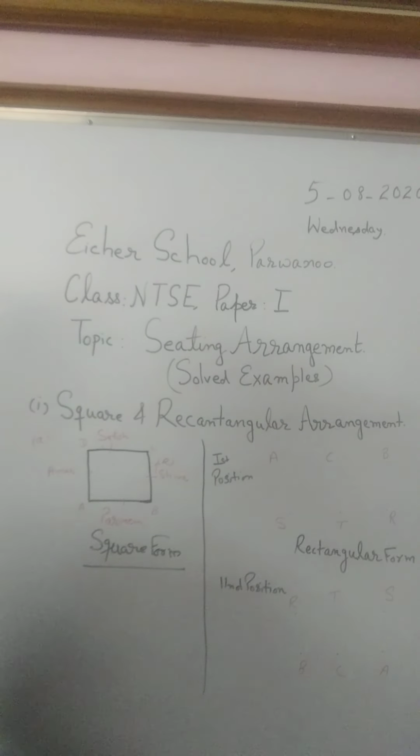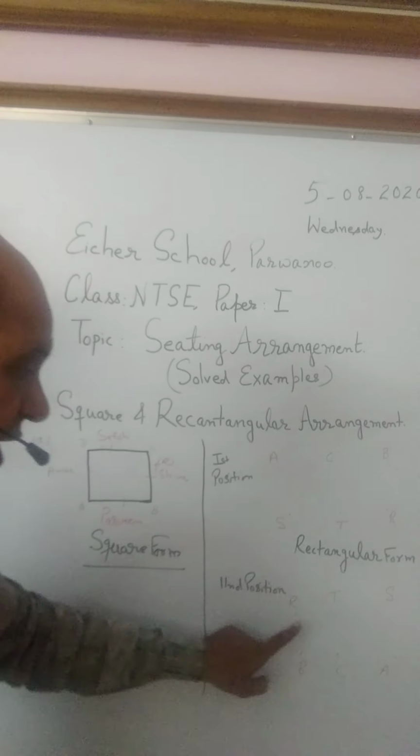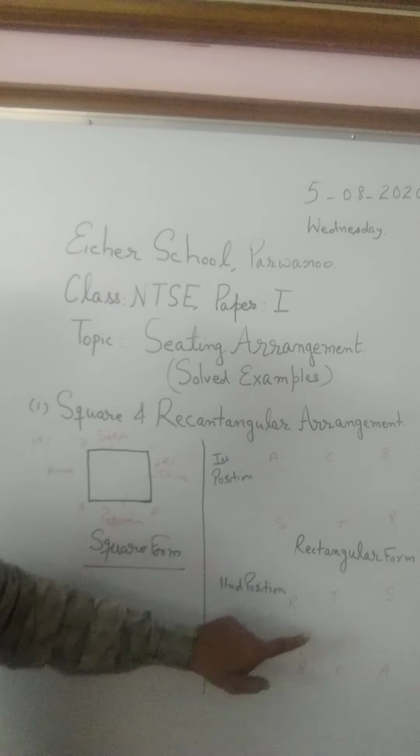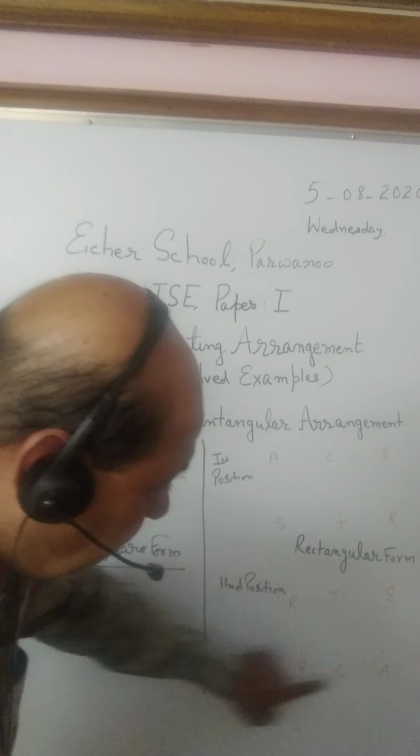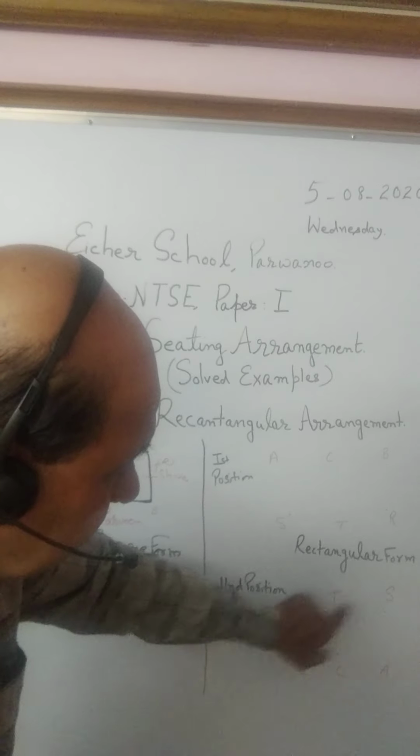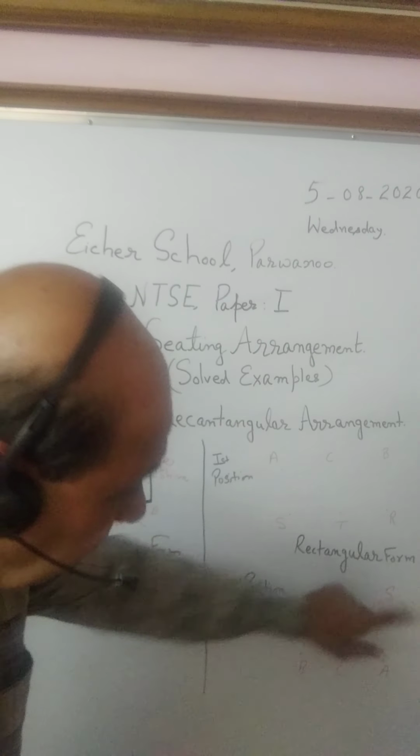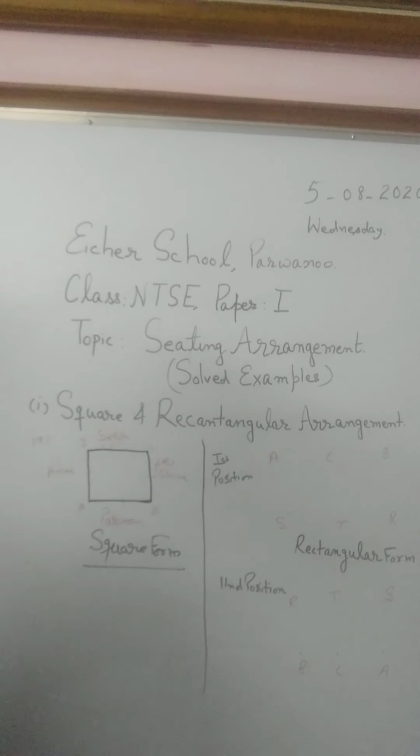If you see carefully, R and A are diagonal to each other. Thereafter, C is in between A and B, and T is in between R and S. There is no change in it. So in the first section of this arrangement, I have explained to you about square and rectangular arrangement.